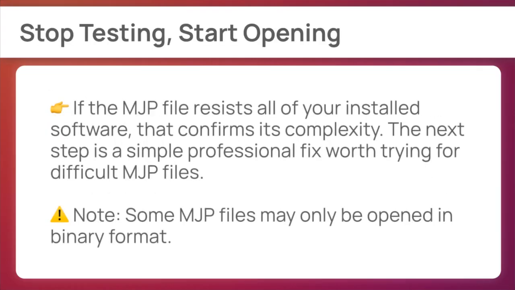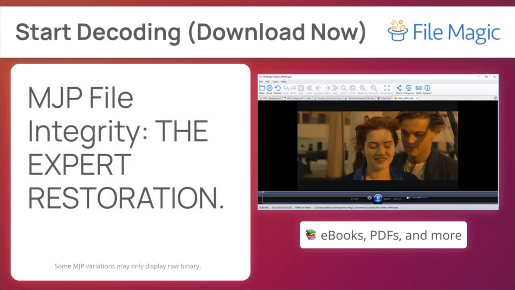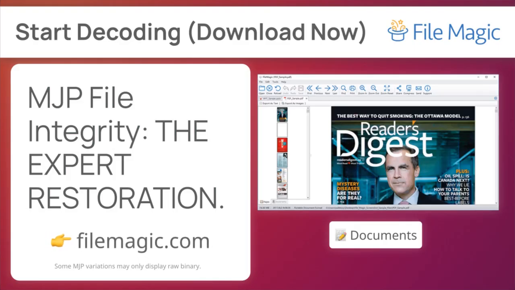If the failure of the Open With option points to a deep structural incompatibility, we must bypass it with advanced analysis software. It's tailored for stubborn MJP files and worth a try. I recommend switching to the FileMagick Universal Reader. It solves nearly every MJP file issue with one click.